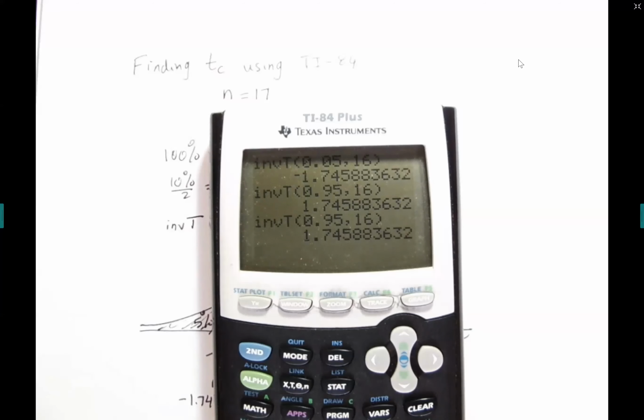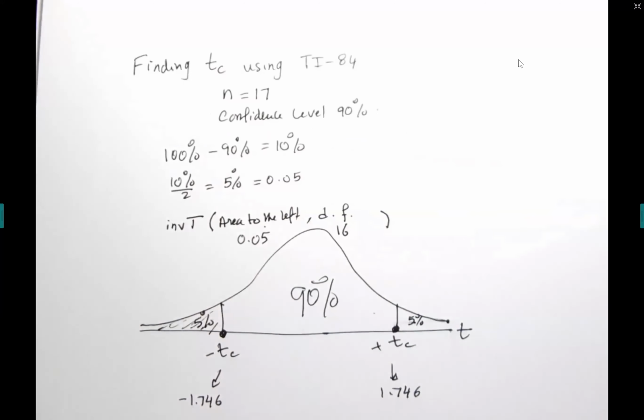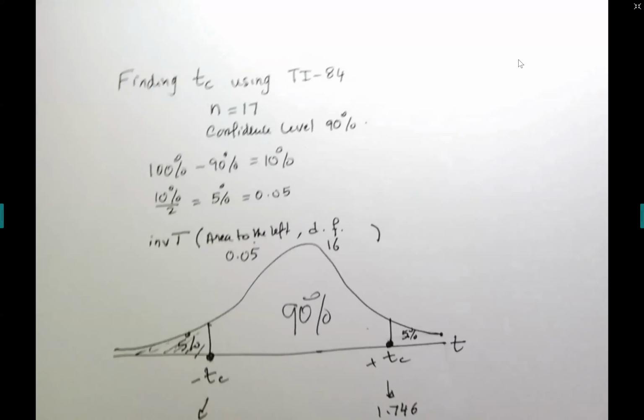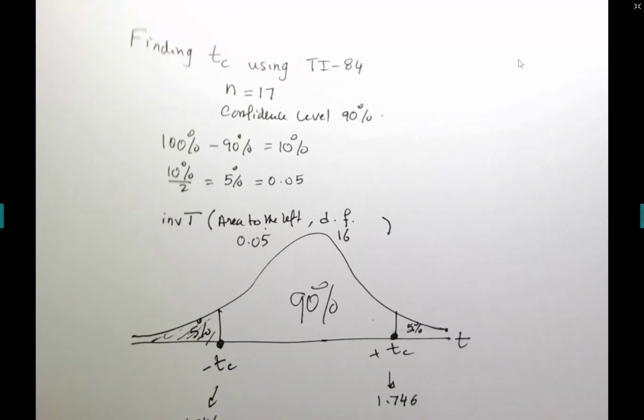So if you put inverse T, 0.95, that will give us the positive critical value. And make sure to put the degrees of freedom of 16. It's just going to give you 1.746. All right. Next question. Please work with me on the next question, guys. We need to do and put some data in there. And can we divide by 2 for the 10%?